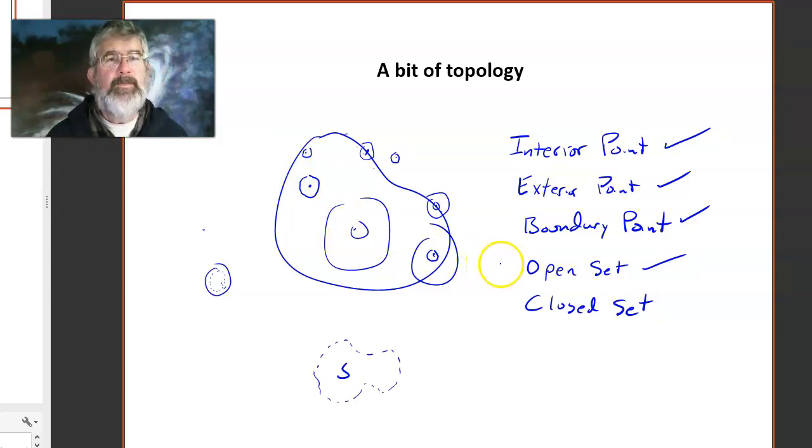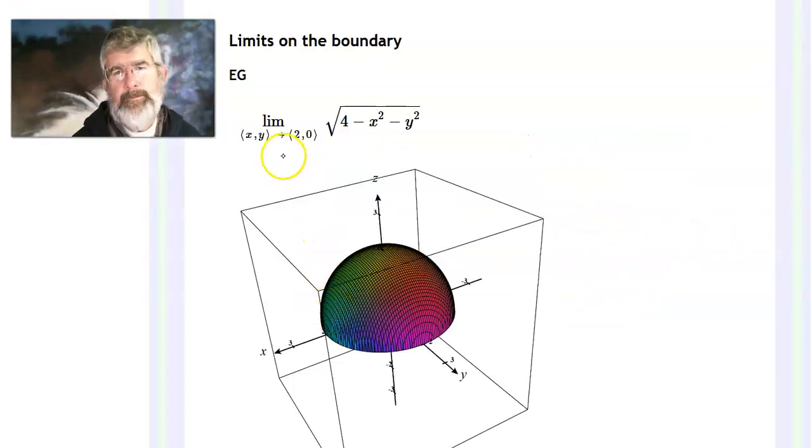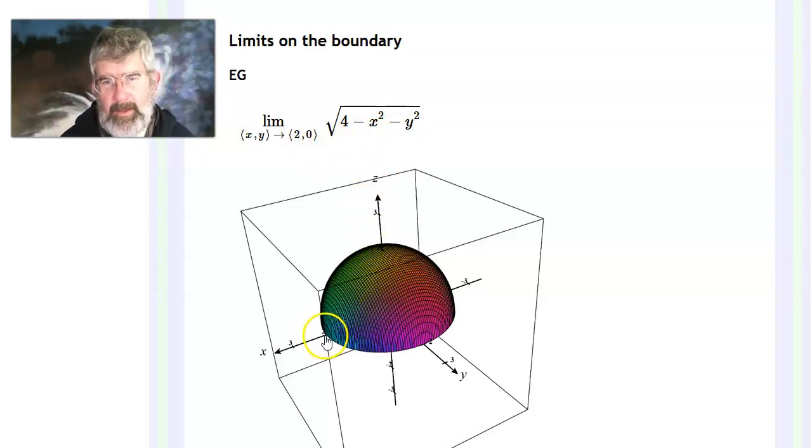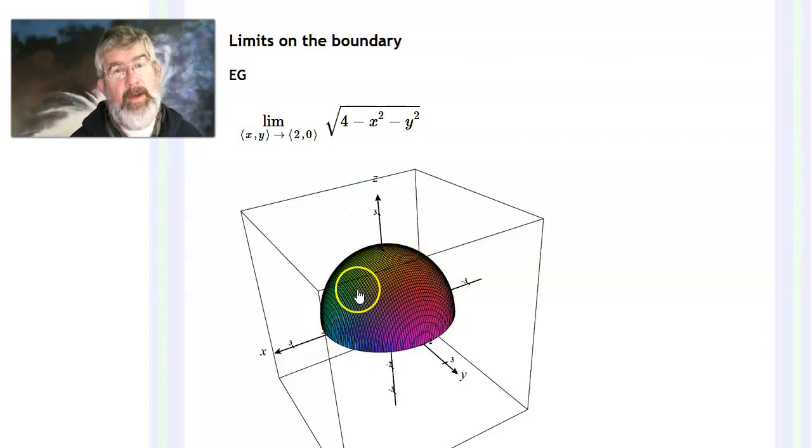Now, why are we doing this? We're doing this because I want to look at one-sided limits. For instance, consider this limit: the limit as (x, y) goes to (2, 0) of the square root of 4 minus x squared minus y squared. Well, that's the point right here, (2, 0). The domain of that function is everything inside and on the circle of radius 2, x squared plus y squared equals 4. Outside of that, you're trying to take the square root of a negative number, and this function doesn't exist.